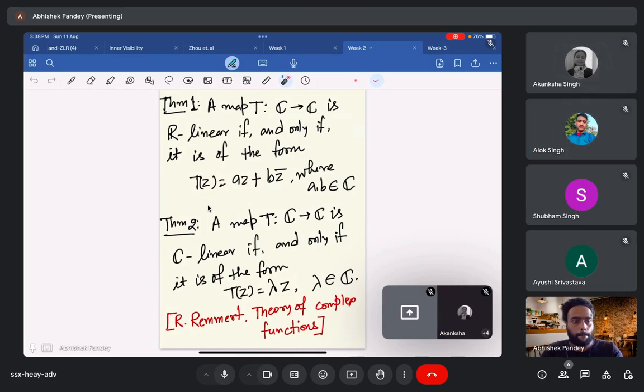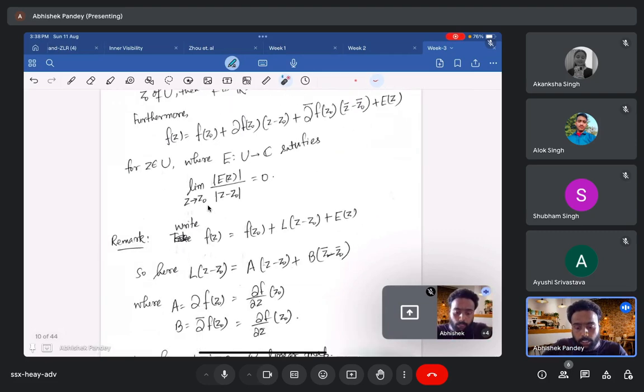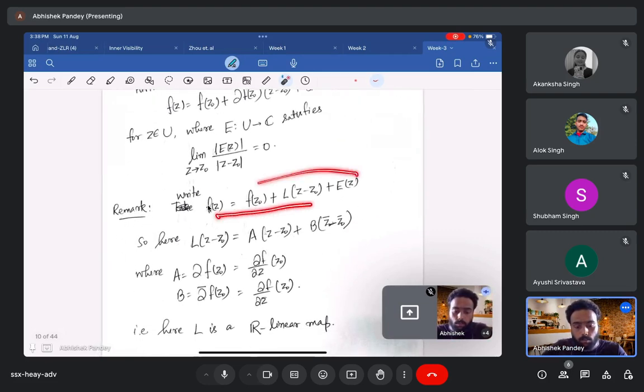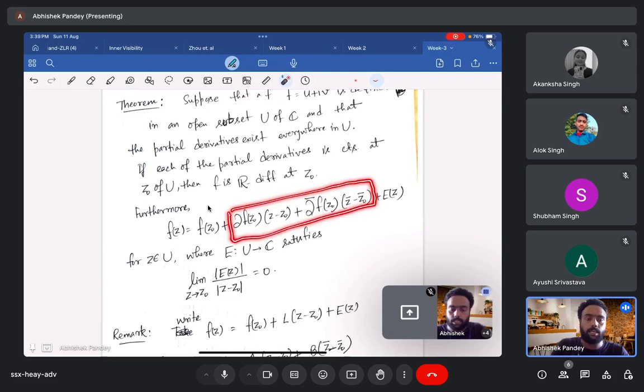So in this definition, if you just take this one, f z is equal to this one, so L of z minus z naught is nothing but this one, which is nothing but an R linear map. So once you define the R differentiability of a complex valued function, this thing is nothing but a linear transformation taking C as a vector space over R. Means these are the R linear maps.